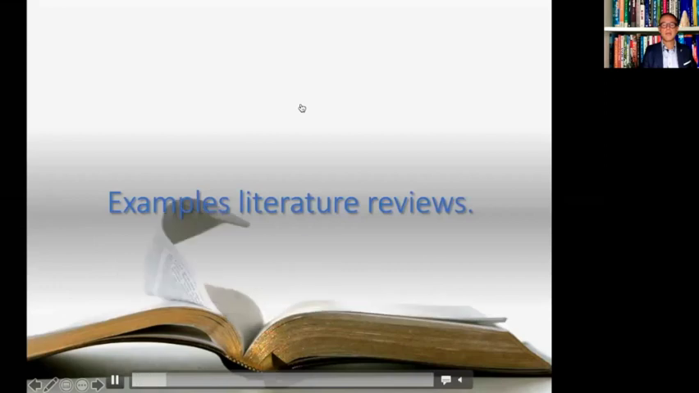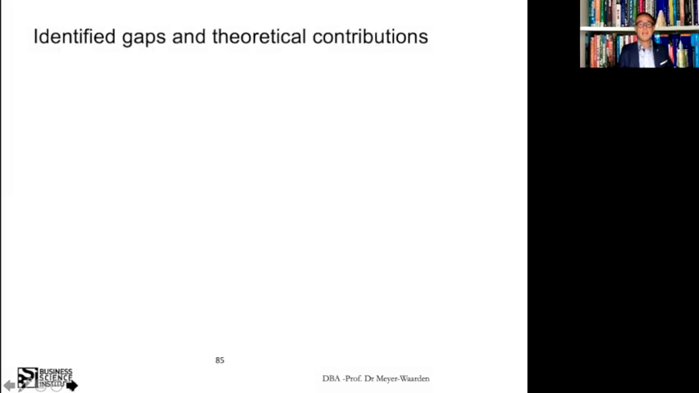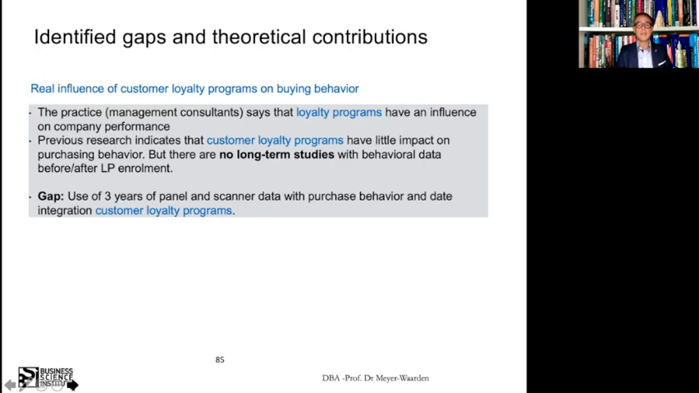So let's see some examples of literature reviews. The first example is about the impact of loyalty programs on purchase behavior, published in the Journal of Retailing and the Journal of the Academy of Marketing Science. And so we have the references just here below, which were the identified gaps and theoretical contributions we did after having done our literature review and after having identified research gaps or research limits. We wanted to study the real influence of customer loyalty programs on customer buying behaviors.